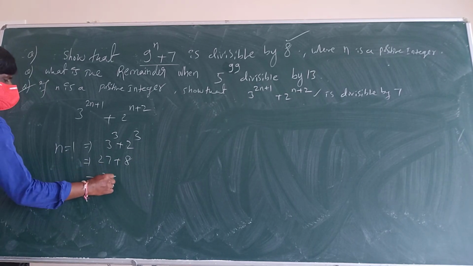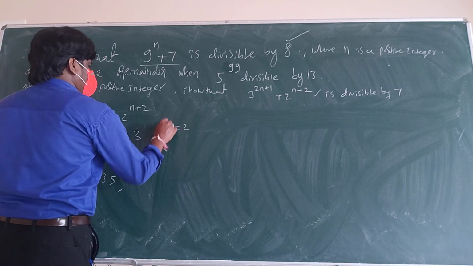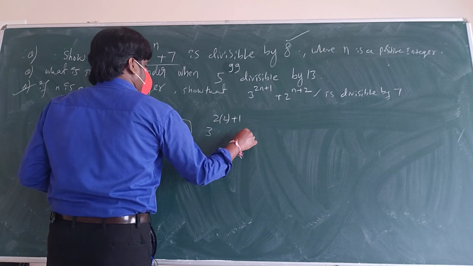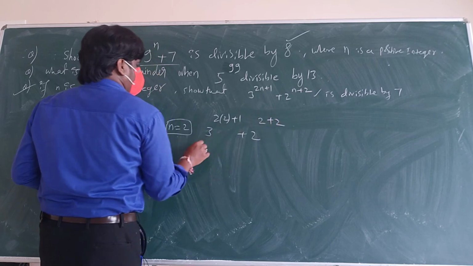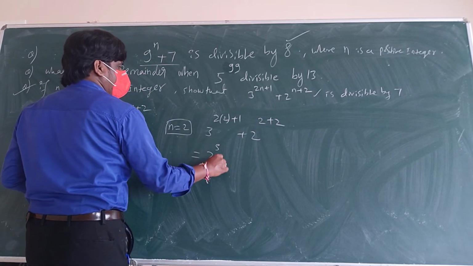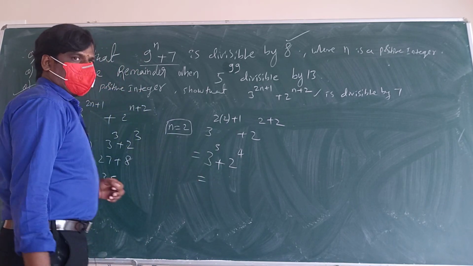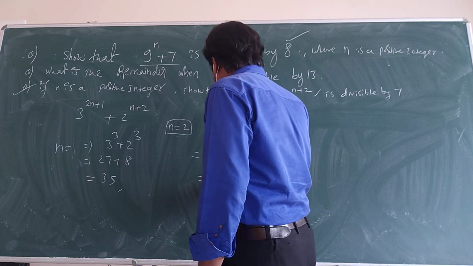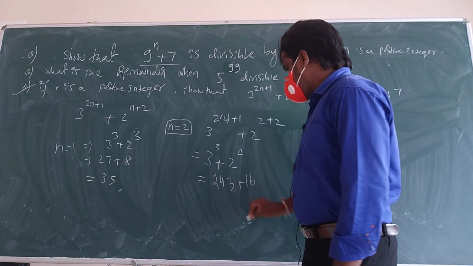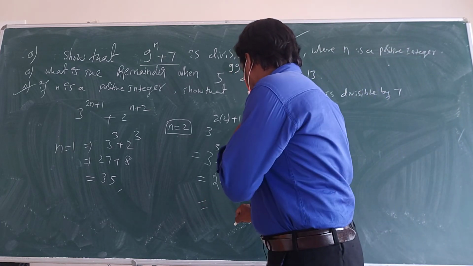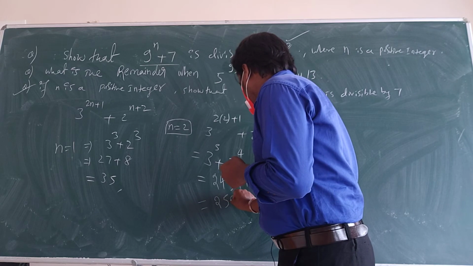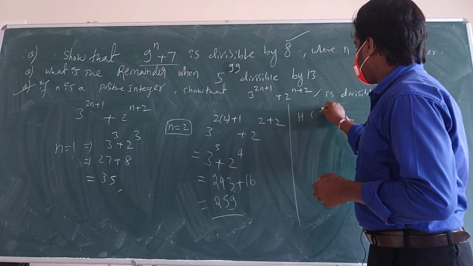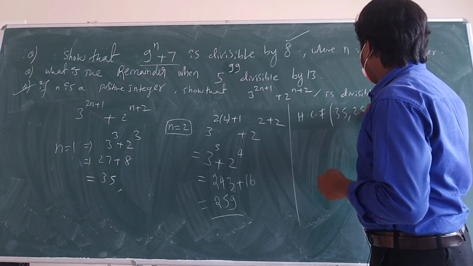35. Now you substitute n is equal to 2. So 3 power 2 into 2 plus 1, plus 2 power 2 plus 2. So that is 3 power 5 plus 2 power 4. 3 power 5 is how much? 243. Very good. 243 plus 2 power 4, 16. If you add this I get 259. So the HCF of these both, HCF of 35 and 259.